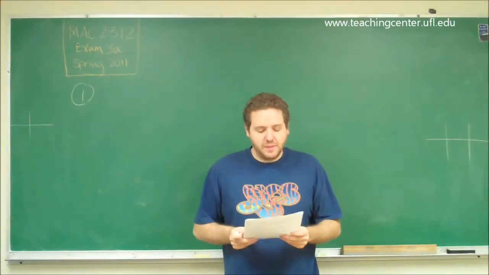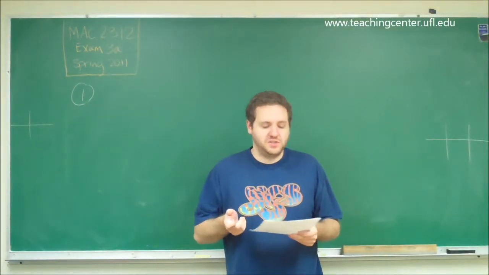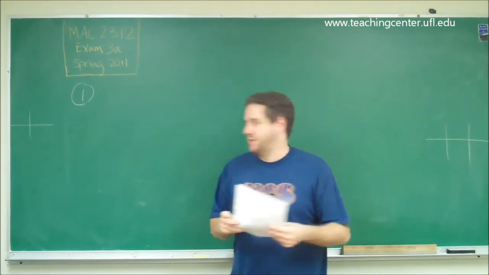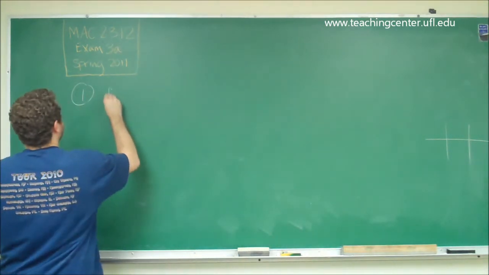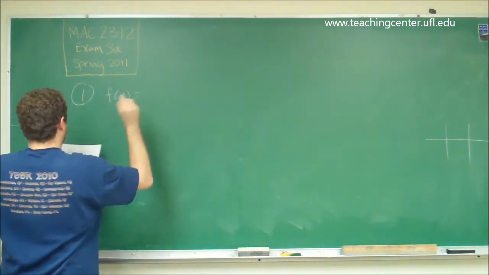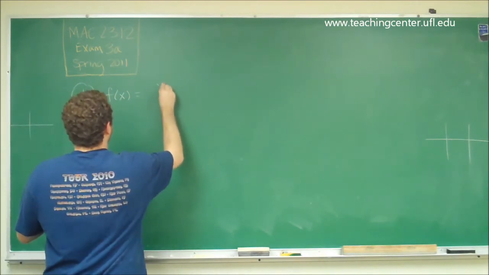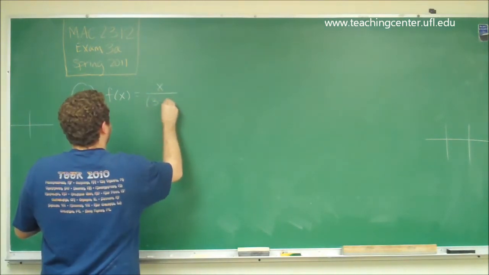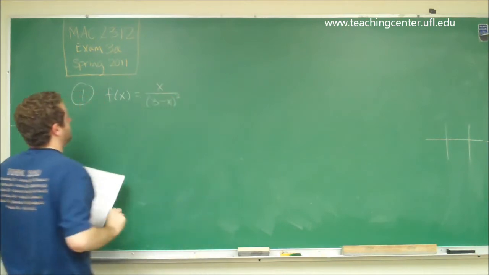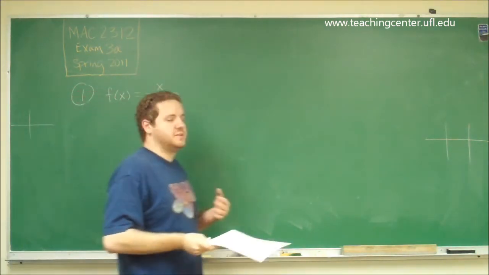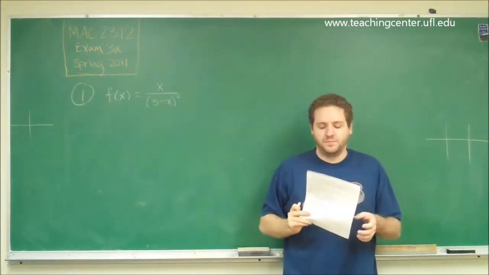So for number 1 on the exam, we want to use differentiation to find a power series representation. So our function f of x is going to be x over (3 minus x) quantity squared. So we want to find a power series representation for that function.